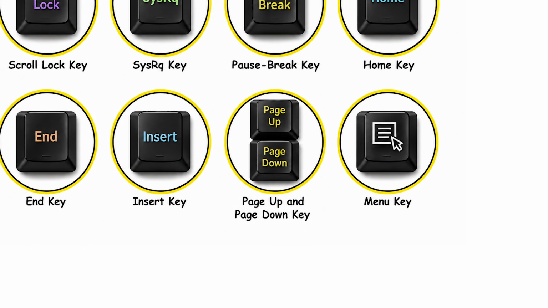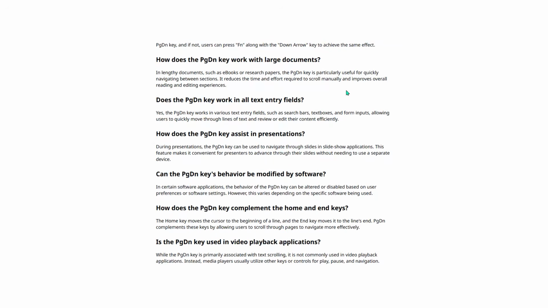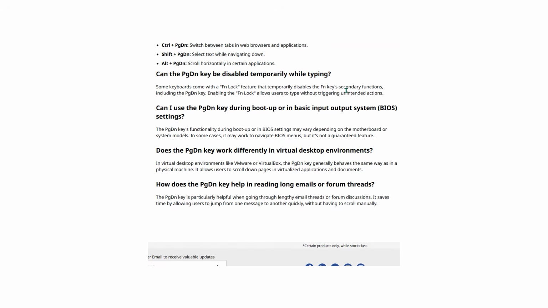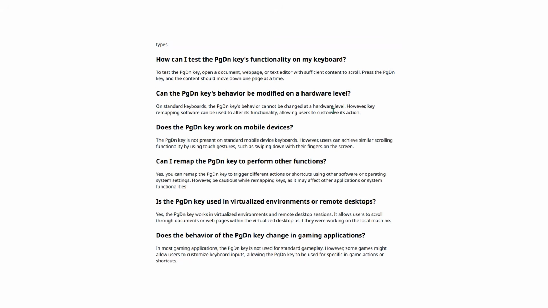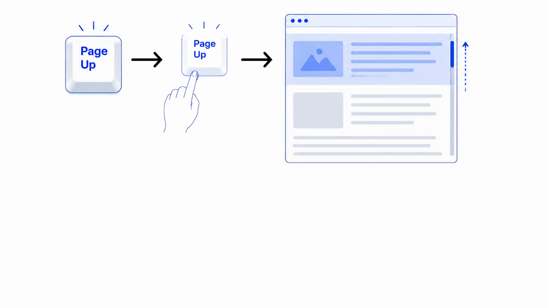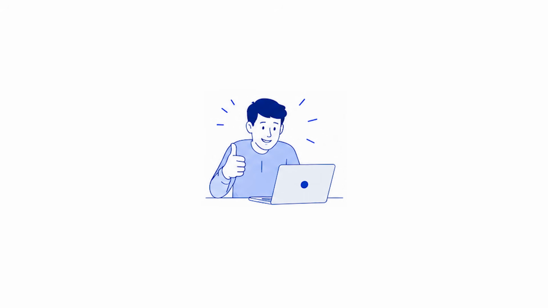Page Up and Page Down key. You know how you scroll through a web page or document? Slowly, line by line. Mouse wheel spinning. Finger dragging the scroll bar. It takes forever. Page Up fixes that. One press and you jump up an entire screen's worth of content. Instantly. No scrolling, no dragging, no waiting. You're just up there. Fast, efficient, done.